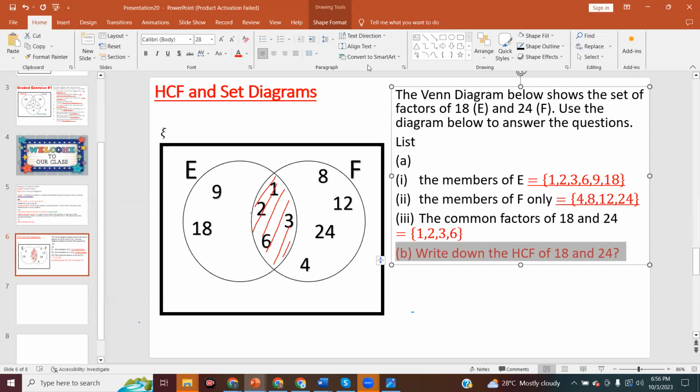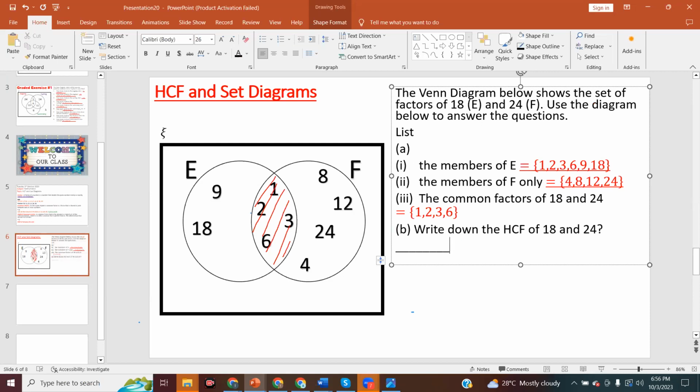Highest common factor. Highest common factor. Very good. So we want the HCF of 18 and 24. So put that inside the chat for me, please. The HCF of 18 and 24. HCF means highest common factor.